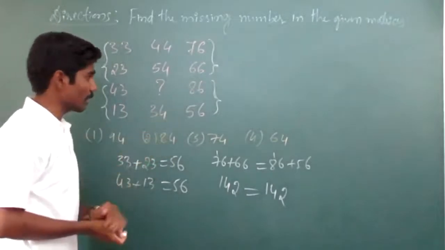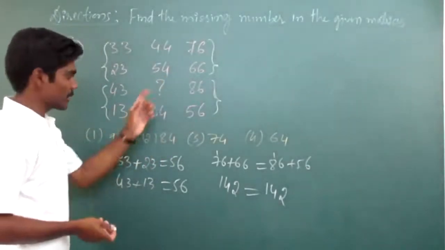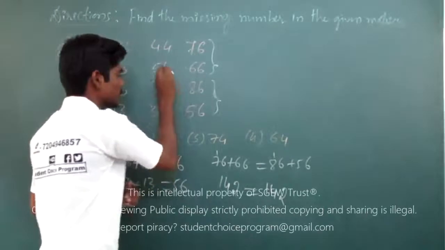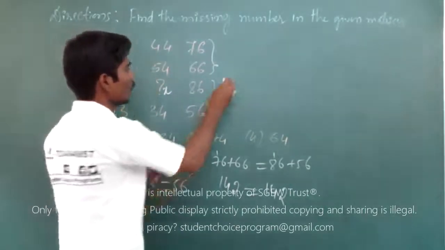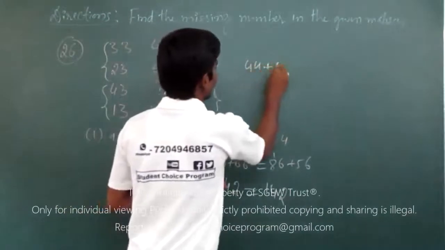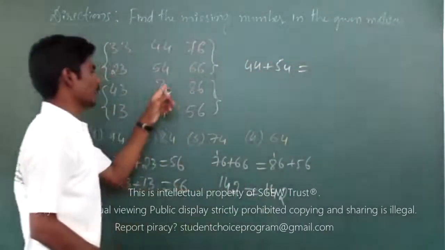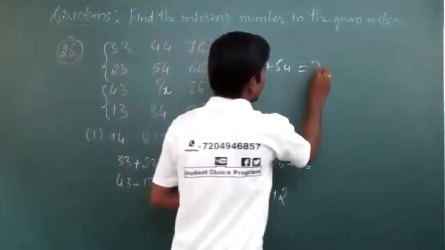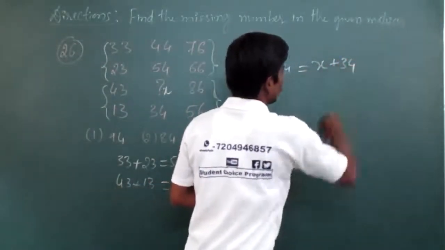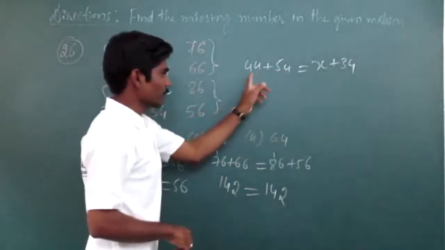And with the same logic, I will get the missing number. This missing number I will call x. Let me consider that as x. Now what is the condition? The sum of 44 and 54 should be equal to the sum of x and 34, where x is what I need to find out. Well friends, you first add these two numbers.